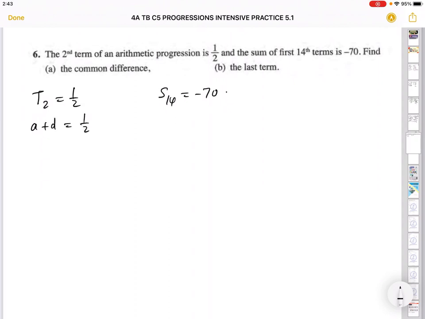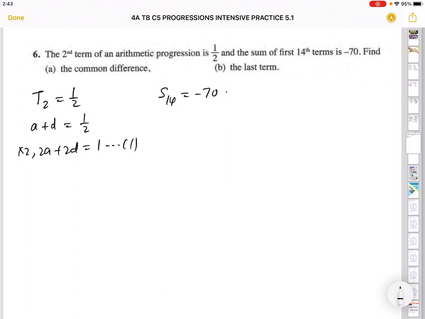Now I don't like fractions, so I just times 2. 2a plus 2d equals 1. Up to you, you can use elimination or substitution here. In this type of question, when they give us 2 sets of information and you're supposed to find the first term and the common difference, we need to form 2 equations and solve them simultaneously. Either you use substitution or elimination.